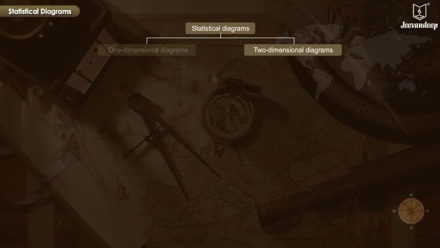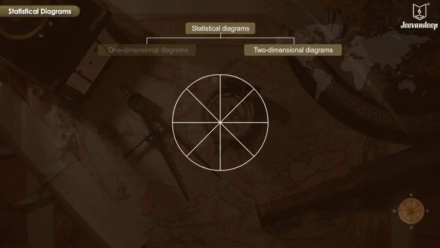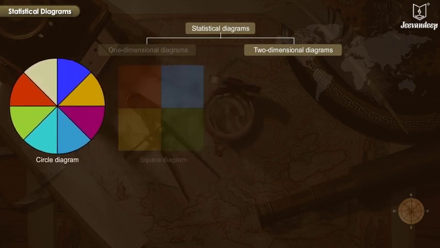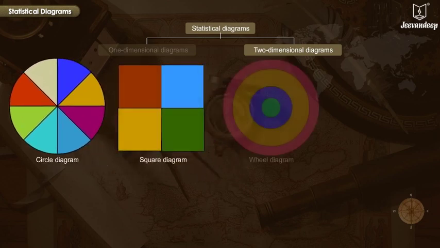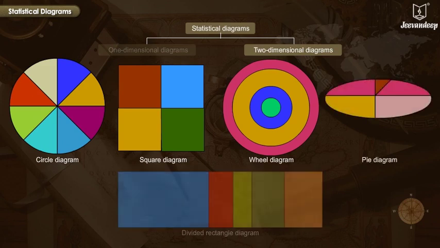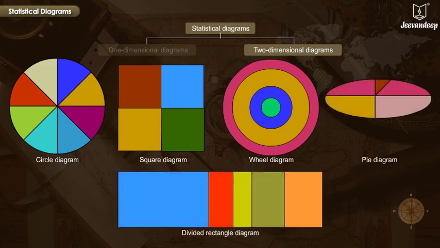B. Two-dimensional diagrams. A number of lines put together close to each other will form a two-dimensional diagram. Examples: circle diagram, square diagram, wheel diagram, pie diagram, and divided rectangle diagram.